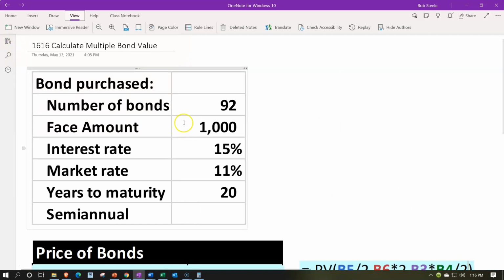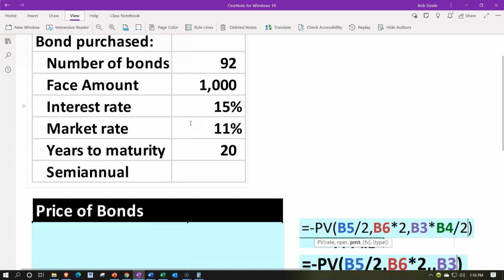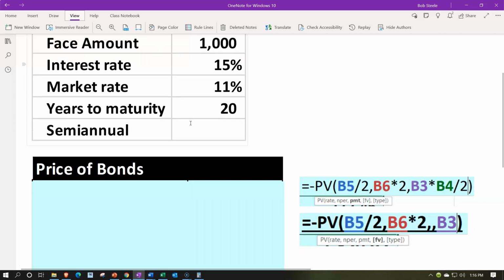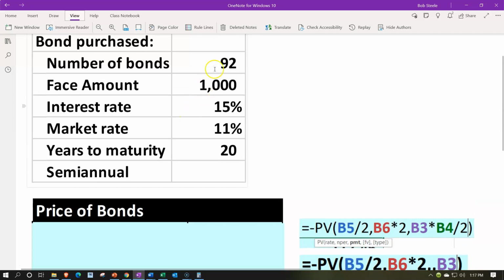We've got the number of bonds, which is 92, the face amount 1,000, interest rate 15%, market rate 11%, years to maturity 20, and semi-annual. The bonds are semi-annual. We're going to be calculating the price. The new thing here is that we have multiple bonds, which is slightly different than the standard calculation of the price we've seen in the past.